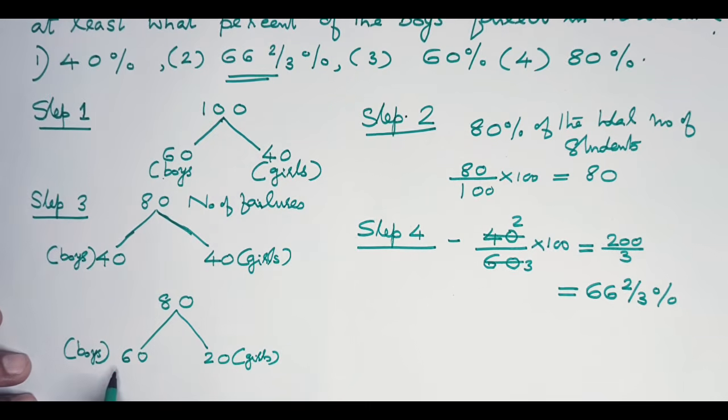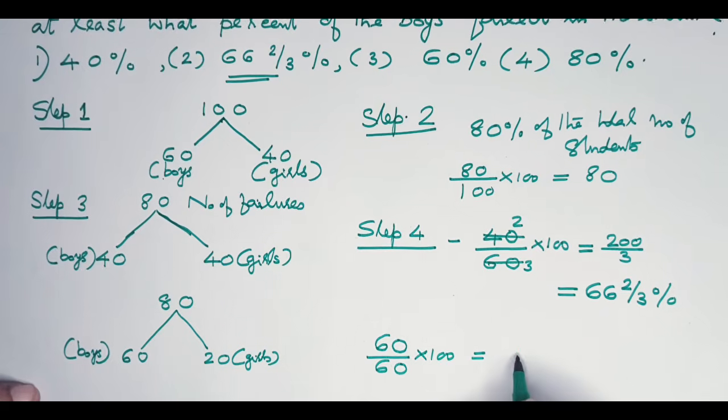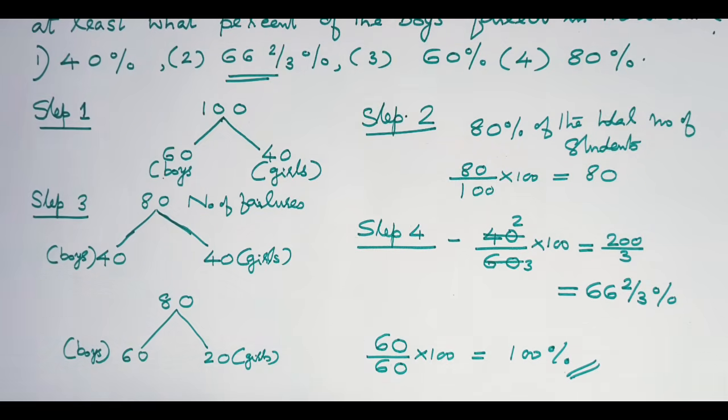Now to convert the number of failures among boys into percentage, the number of boys who failed is 60 and the total number of boys is 60. So 60 out of 60, that will be 100%. This is not there in the question. I just showed you how to maximize the number of boys who failed in the exam.